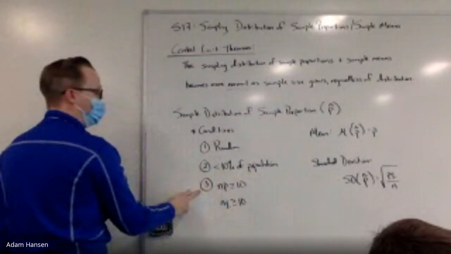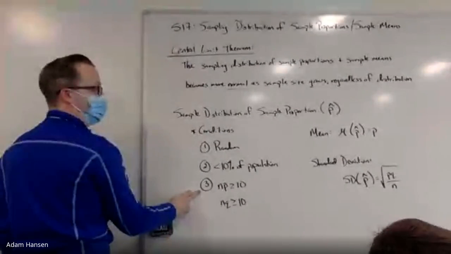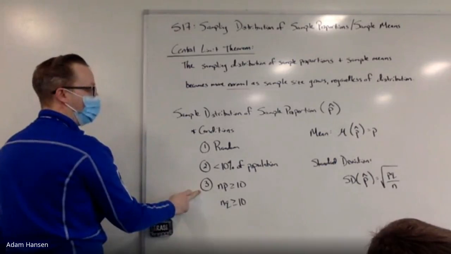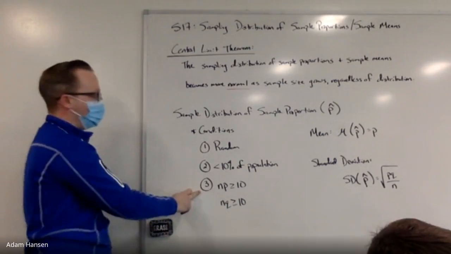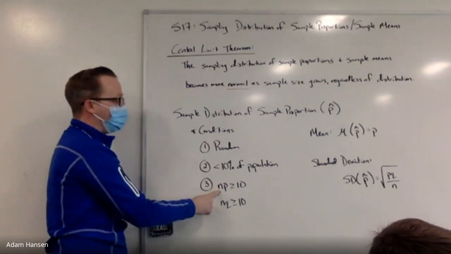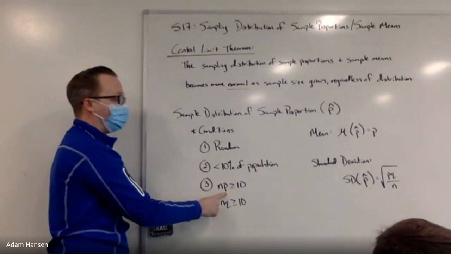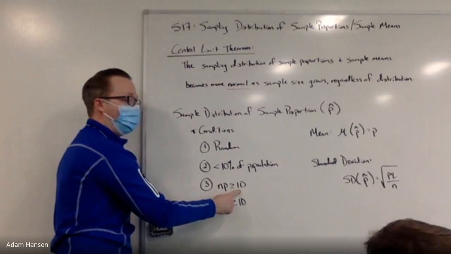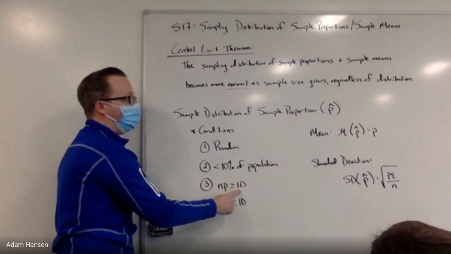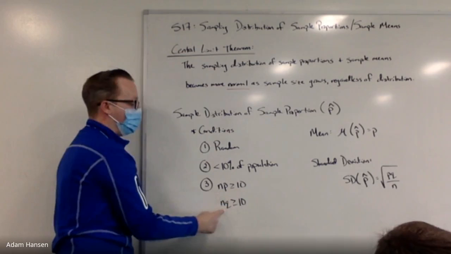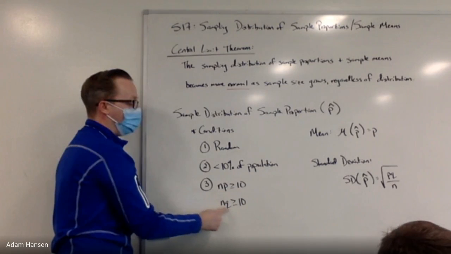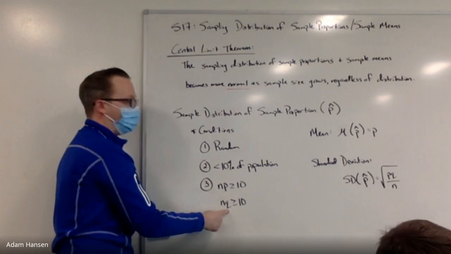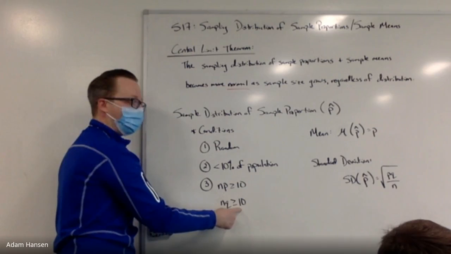The last condition is what's called the success-failure condition. I have to expect at least 10 successes and at least 10 failures in every single one of my samples. So to check the success-failure condition, multiply n times p, your sample size times p, the probability of success. That needs to be at least 10 for my expected number of successes in the sample. Same thing with failure: n times q, the sample size times the probability of failure. Multiplying those together tells me how many failures to expect in my sample. That also needs to be at least 10.